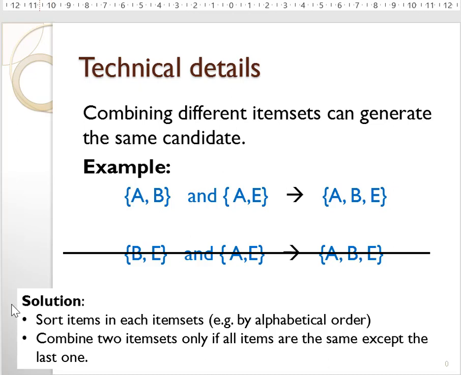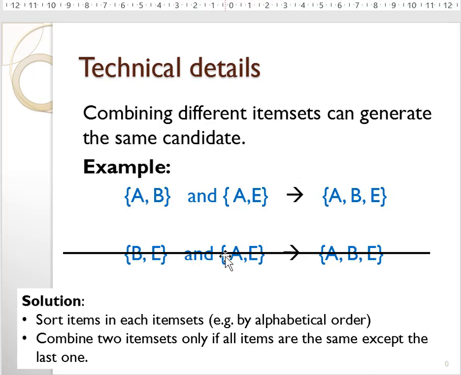The solution is to sort each item set by some order, like the alphabetical order, like ABC. So all the item sets are sorted by the order like ABC. And then we combine 2 item sets only if all items except the last one are the same. So if we have AB and AE, we can combine them because they are the same except the last one. So A is the same, but B and E are not the same, the last one. So we can combine them. But BE and AE, we cannot combine them because they are not the same except the last item.